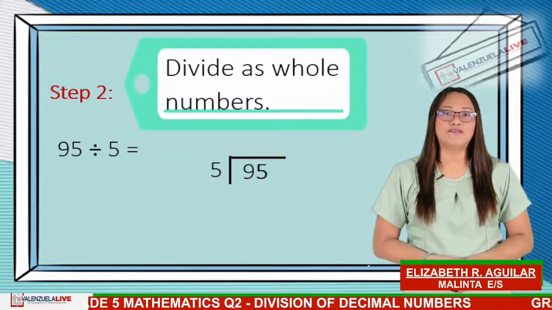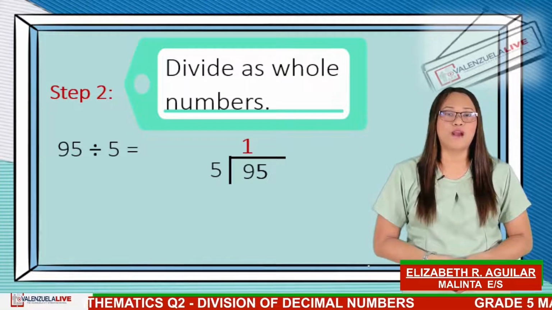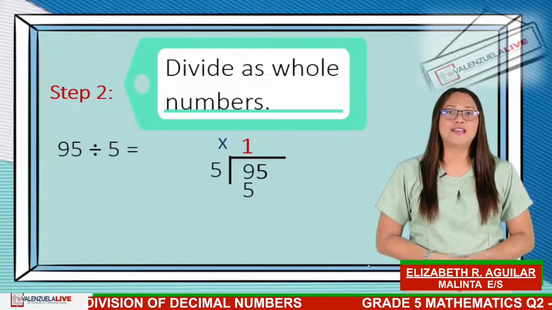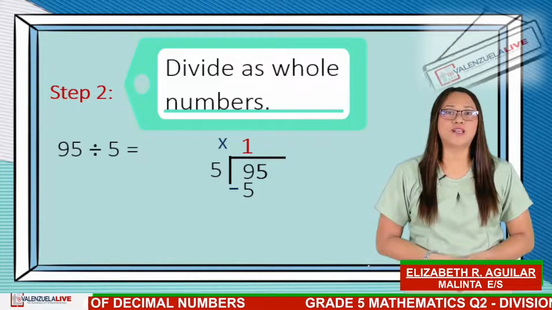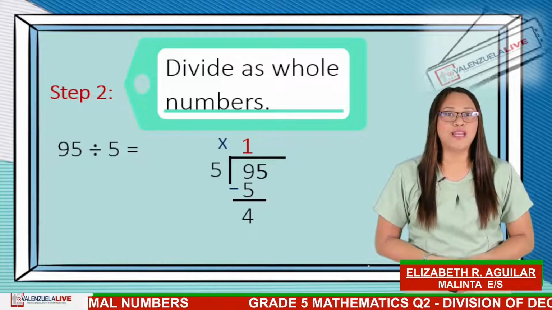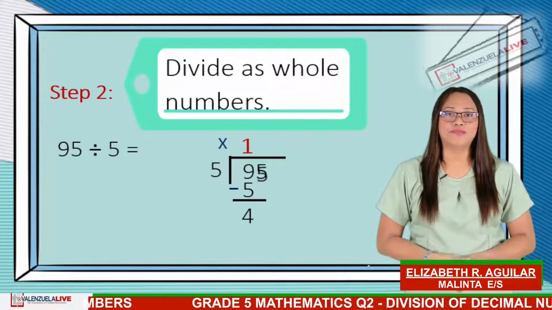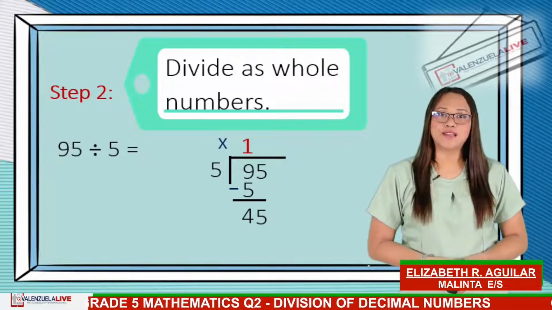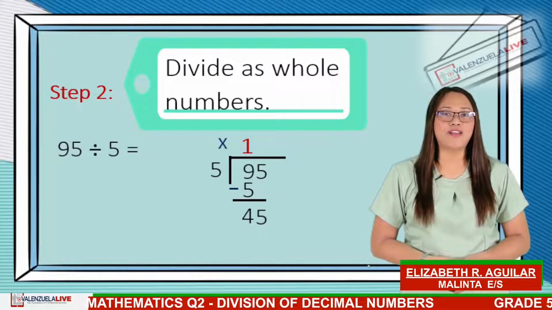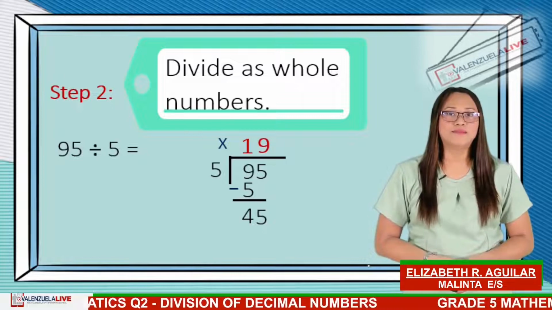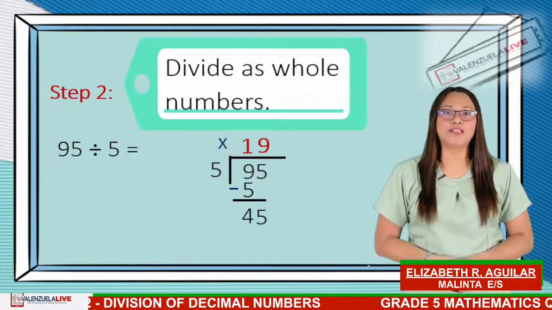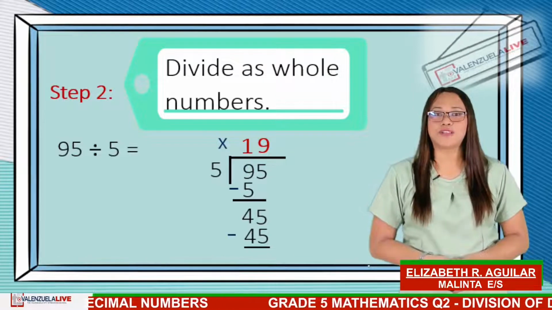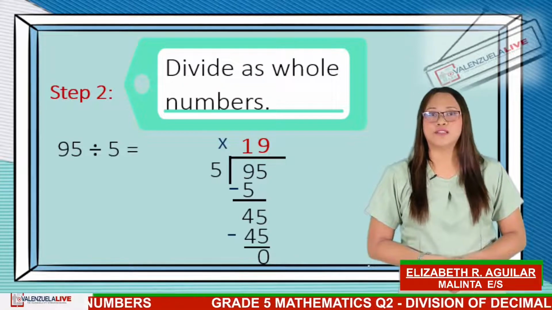So we can divide 9 divided by 5. We have 1. 1 times 5 is equal to 5. Then 9 minus 5 is equal to 4. Then we need to bring down 5. All right, then let's repeat the process. 45 divided by 5 is equal to 9. 9 times 5 is equal to 45. And 45 minus 45 is equal to 0.